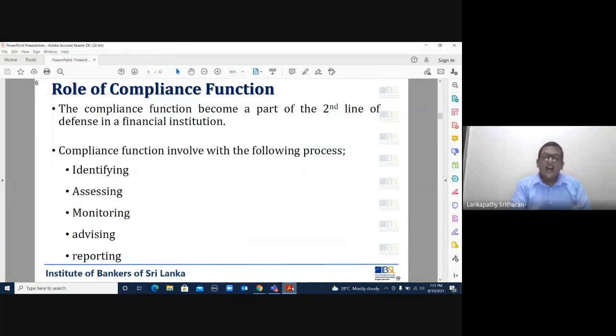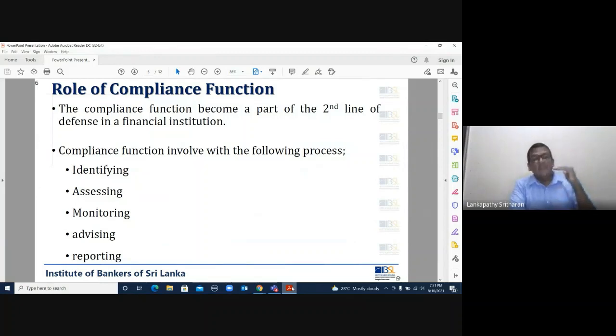If it is a large bank or a sizable bank, then they may have two separate departments for risk management as well as the compliance function. So based on the industry practice, it is always better to have a separate compliance function from the risk management function. So this compliance function also will be considered as a second line of defense in the financial institution.